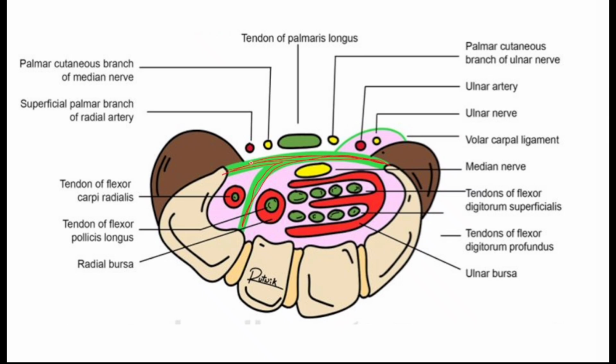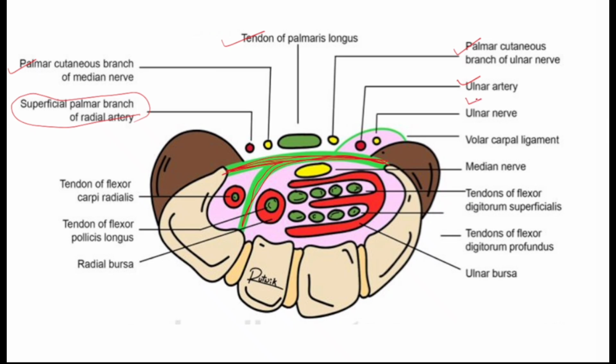The structures passing superficial are these ones. There is a clinical significance of this. These are the superficial structures which are prone to injury during suicidal hesitation cuts or any cut on the wrist joint. First is the superficial branch of the radial artery. The second one is the palmar cutaneous branch of the median nerve. Then there is the tendon of palmaris longus. Then the palmar cutaneous branch of the ulnar nerve, ulnar artery, and ulnar nerve.